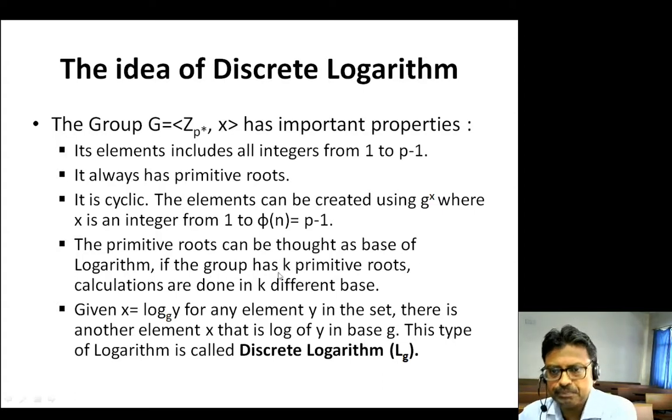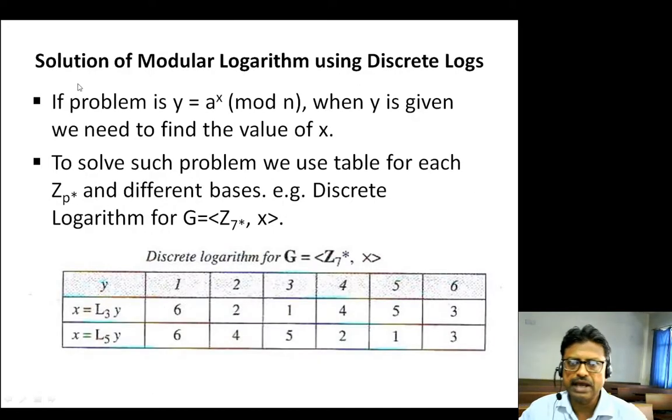If the group has k primitive roots, then the calculations are done on k different bases. जितने भी primitive roots होते हैं उनको base बना दिया जाता है logarithm का, and on the basis of that we generate the discrete logarithm. So if it is given that x is equal to log_g y, for any element y in the set, there is another element x that is the log of y in the base g, and this type of logarithm is called the discrete logarithm. So let us check what that is.